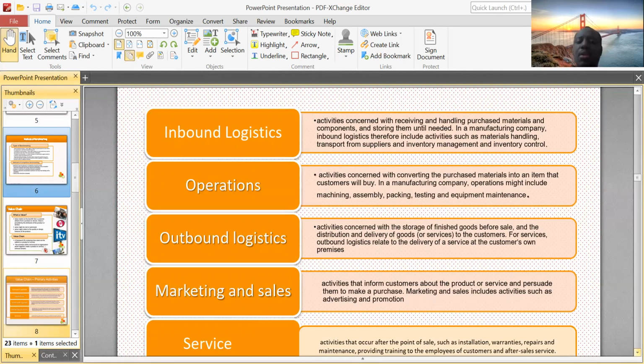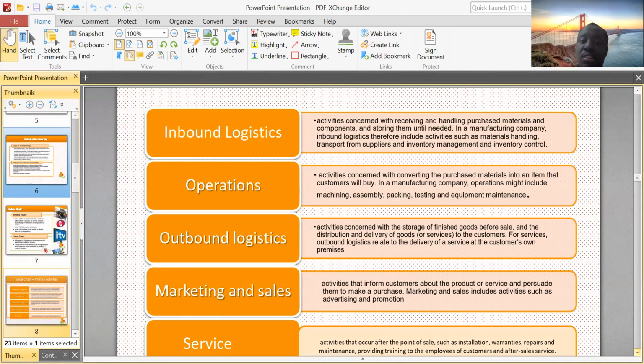Now, when we talk about inbound logistics, just keep the word in mind, inbound. These are activities that are concerned with receiving and handling purchased materials. So all of the activities that are concerned with getting the raw materials into the organization. In a manufacturing company, for example, inbound logistics will include things like transportation from suppliers, warehouse, materials handling, materials receiving. Here you are receiving raw materials.